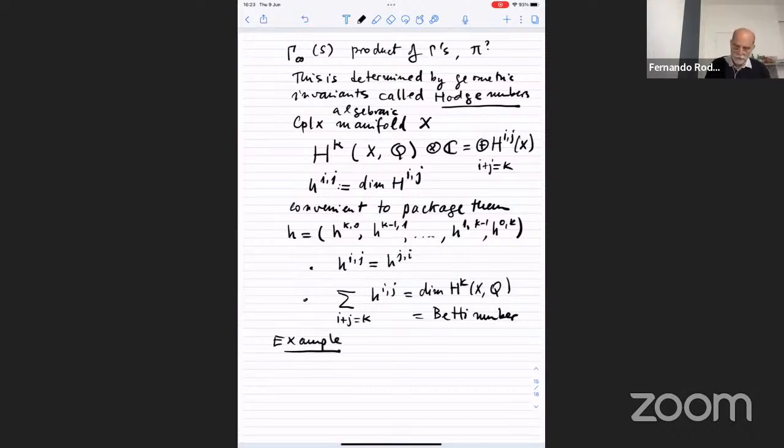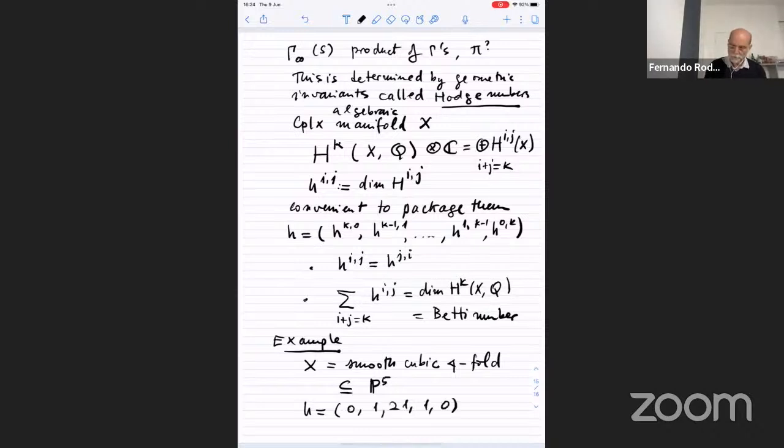If you take X to be a smooth cubic fourfold, so it's a hypersurface in P5 that is the zero locus of some homogeneous cubic polynomial, then any such X has Hodge numbers of the form 0, 1, 21, 1, 0.